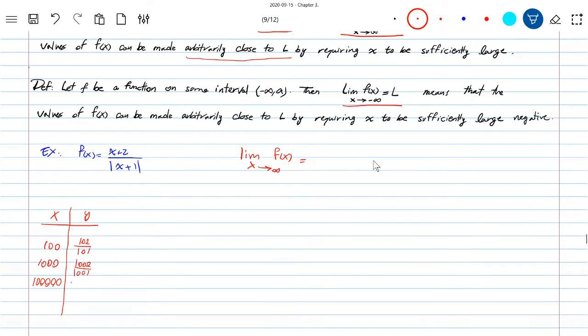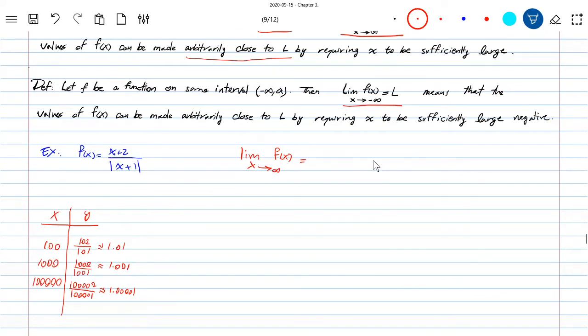If you pick 100,000, you'll get 100,002 divided by 100,001. What you would see is 102 divided by 101 is almost like 1.01. I haven't calculated this exactly, but let's say it's something like that. Similarly, 1002 divided by 1001 would be something like 1.001. And for 100,000 you'll get 1.00001. Again, these numbers I'm just estimating. It would probably be close to these.